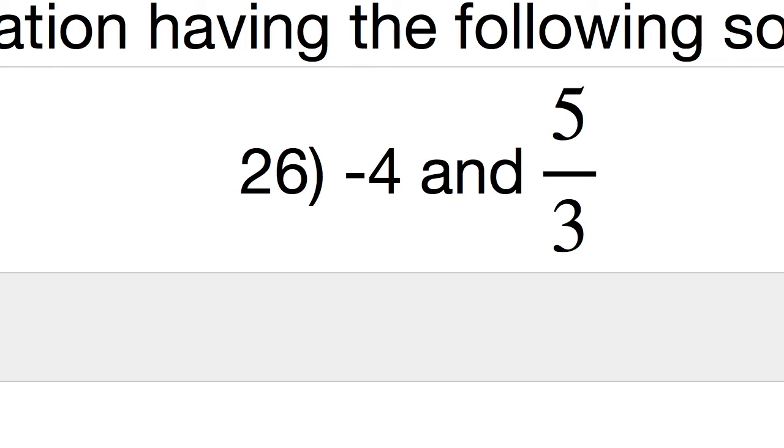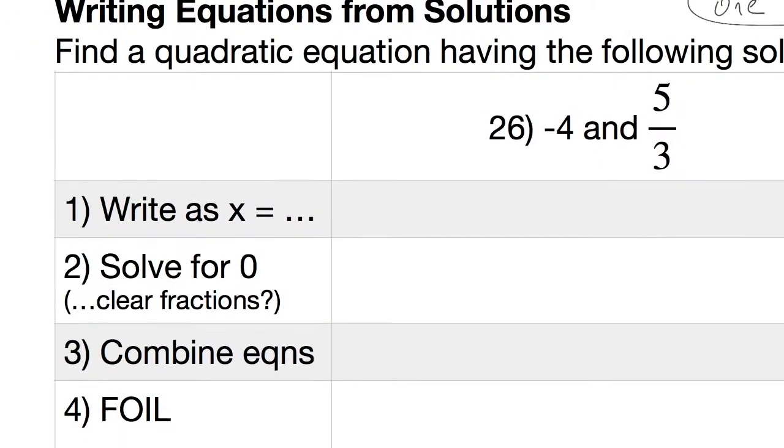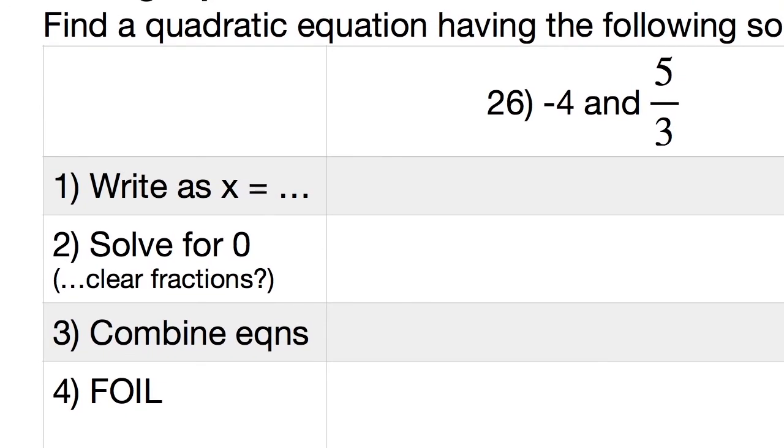So what I'm trying to say is, if we have the solutions, we should be able to work backwards to get the equations. X equals negative 4 and x equals 5 over 3. This is going to be a straightforward process, and I've even written out the steps over here. First step would be to write as x could equal negative 4 or x could equal 5 over 3. We're going to solve for 0.